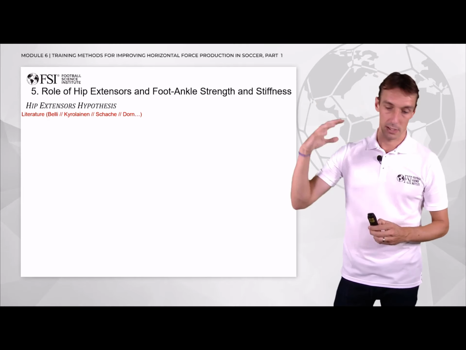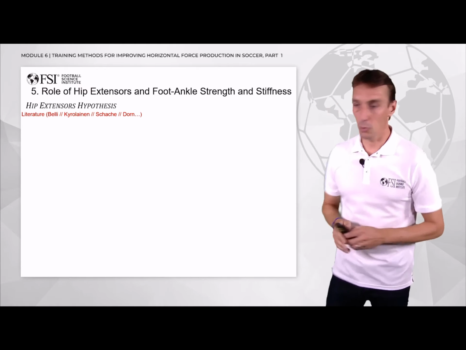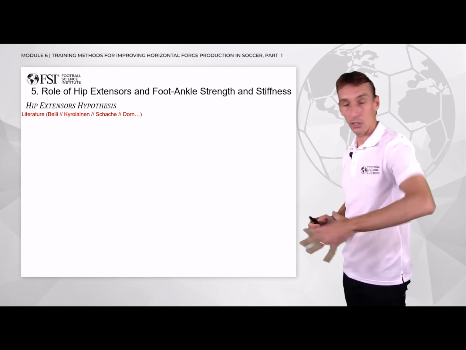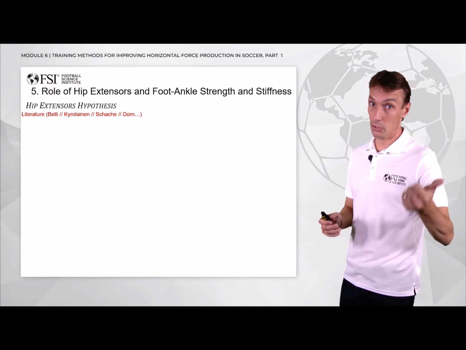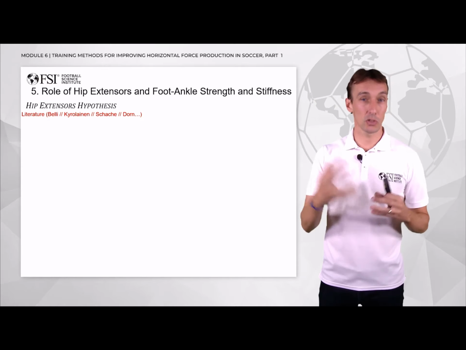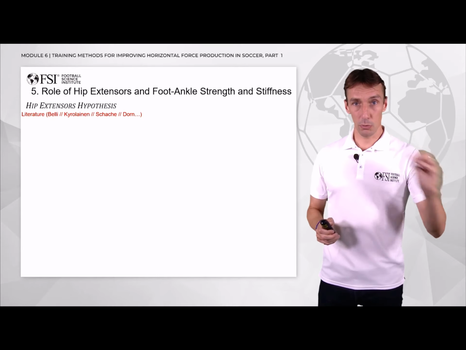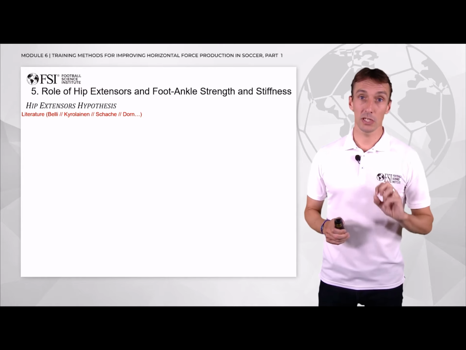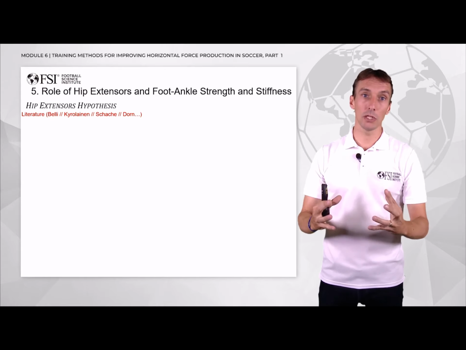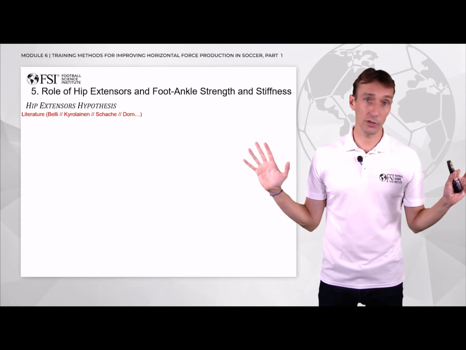We think that to push horizontally in sprinting, you need two things. You need to work on your hip extensors, these muscles here, the muscles that kick your leg backwards, so it's the gluteus and the hamstrings. And you also need to have a very good foot and ankle strength and stiffness. Why? Because think of it. When you sprint on a football pitch, the force is produced, but the force is transmitted at your foot. So if you have a strong body and you produce some force, but your foot is not strong, you will lose a lot of energy.